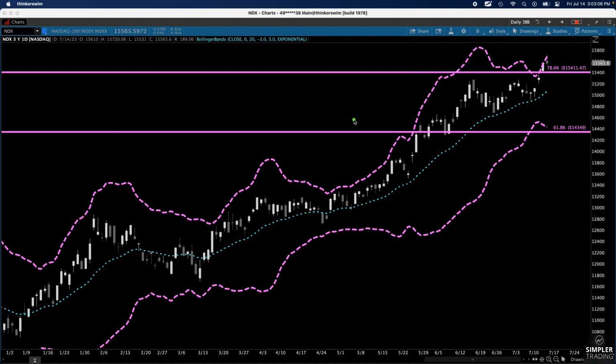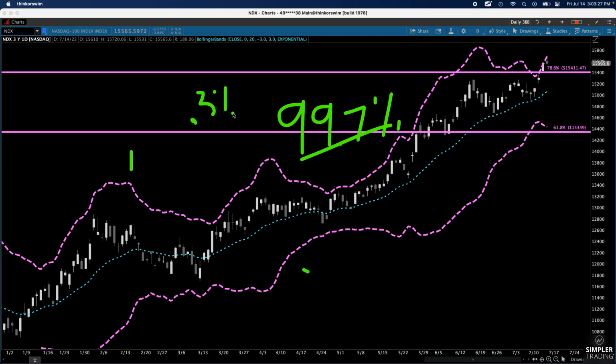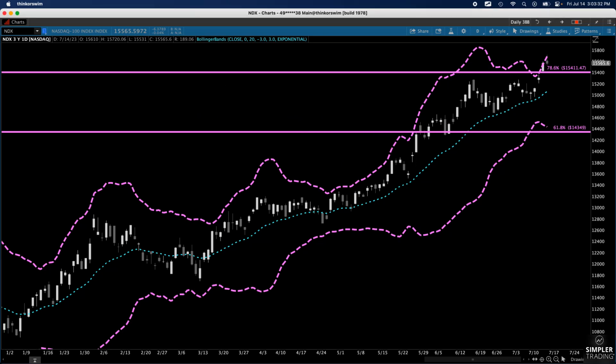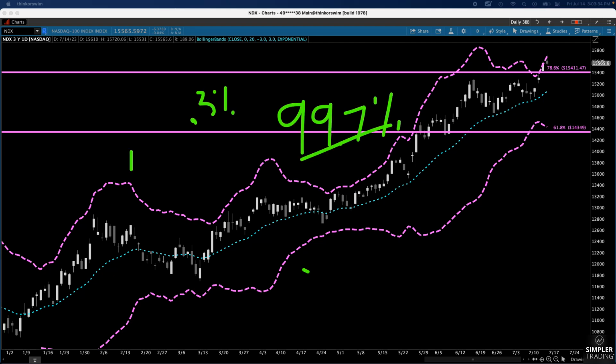So just for perspective, 3 standard deviations statistically will capture about 99.7% of the price action, meaning that if you're betting that price will go above the magenta lines, or below the magenta lines for that matter, probabilistically speaking, it will only happen 0.3% of the time. 0.3, not 3, 0.3. So kind of a rare situation by design.